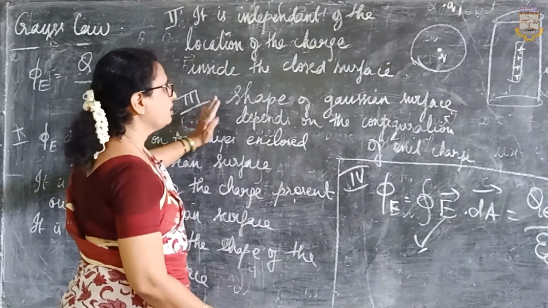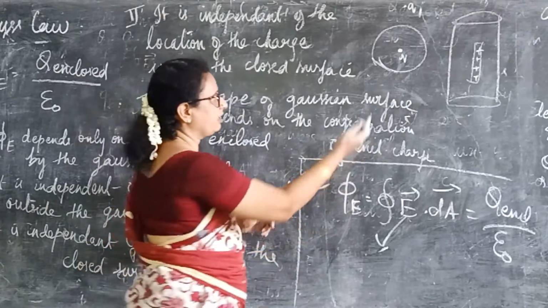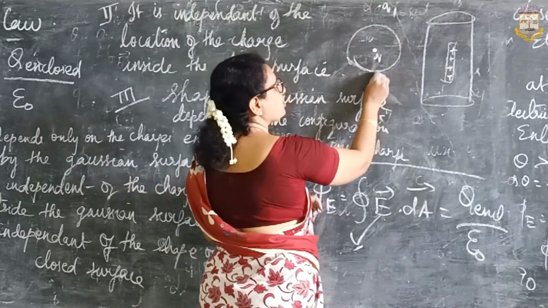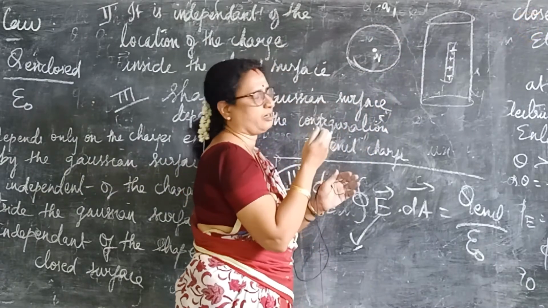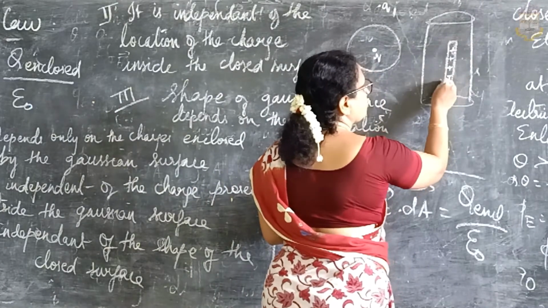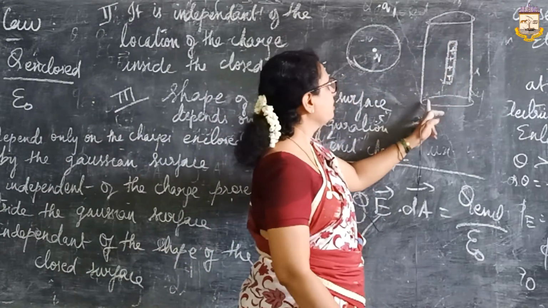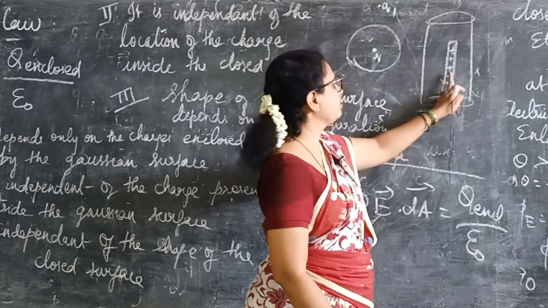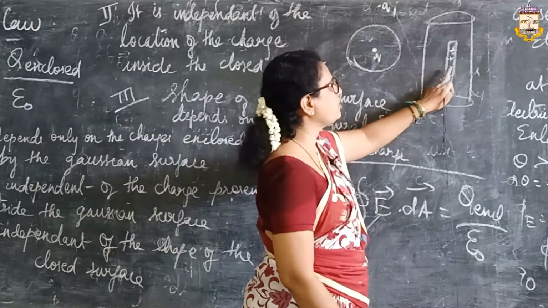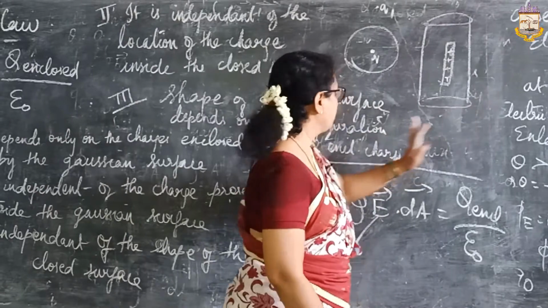Now the last one is that the shape of the Gaussian surface depends on the configuration of the charge. Here I have drawn two examples. For point charges, normally we will take the Gaussian surface as a sphere. Supposing we have the charge stored in a wire, like this, in this kind of configuration of the charges, surrounding this charge we will take the Gaussian surface in a cylindrical shape. So depending upon the shape of the enclosed charge, we will take the shape of the Gaussian surface.